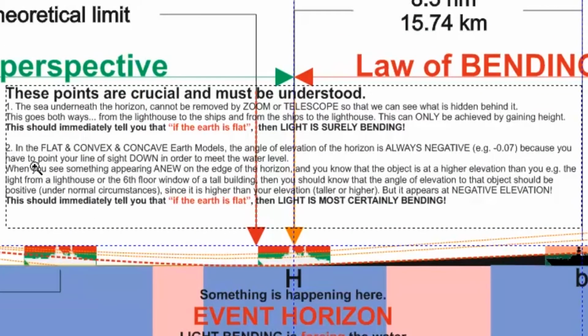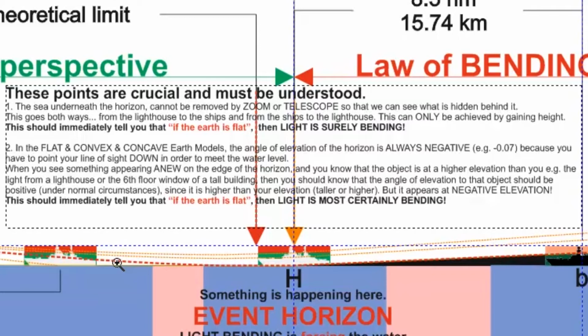And number two, in the flat and convex and concave Earth models, the angle of elevation of the horizon is always negative. Even if it's small, it's always negative. You have to turn your camera, your view angle, below the water level at your position. So it's always negative because you have to point your line of sight down in order to meet the water level.